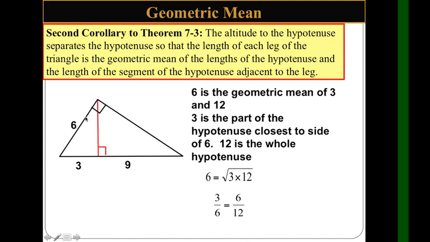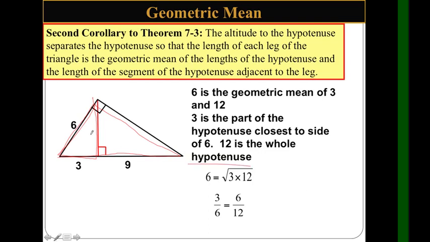Okay, the base of 6 is 3, no, in this triangle, and the base of the whole triangle, which side is 6, is equal to 12. Nagigets nyo ba? Yung base ng 6, this triangle, okay, ang hypotenuse is 6 at ang base niya is 3. Sa second triangle naman, isa sa mga sides is 6, ang base nila is 12. So 3 is the part of the hypotenuse closest to the side of 6. 12 is the whole hypotenuse.